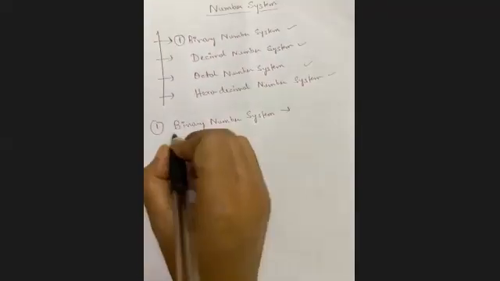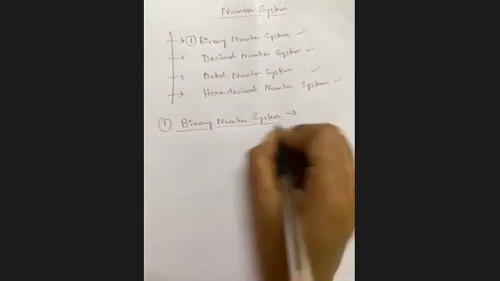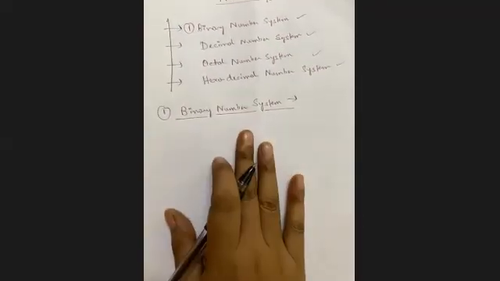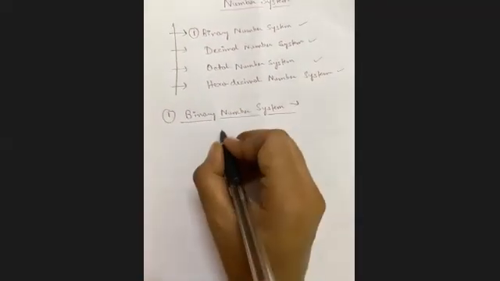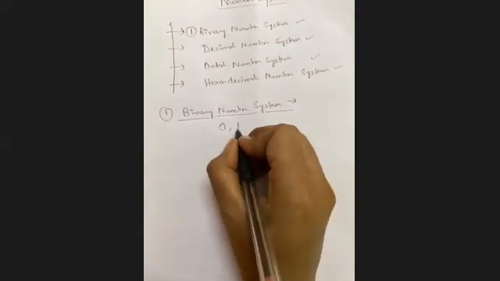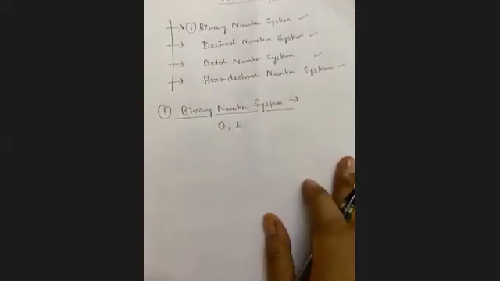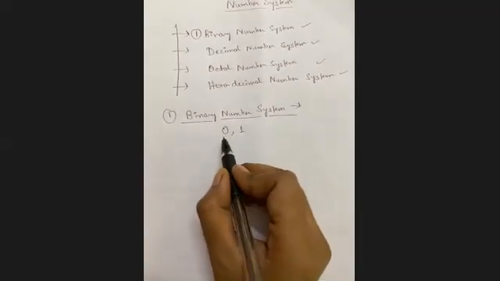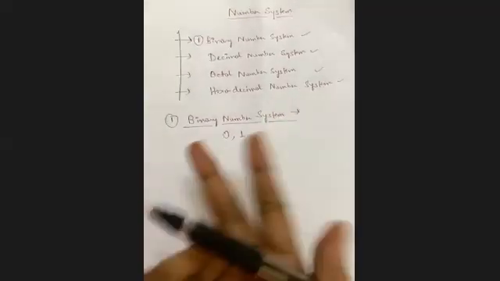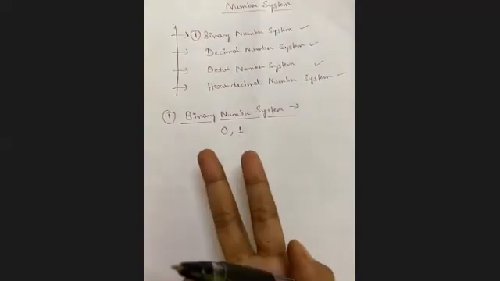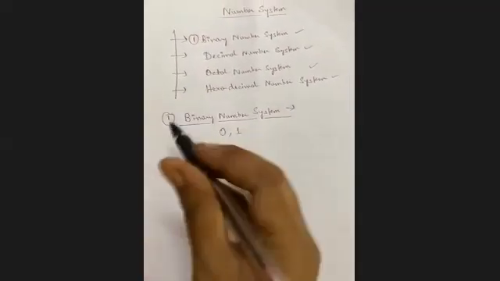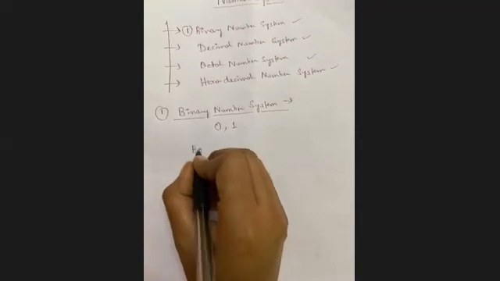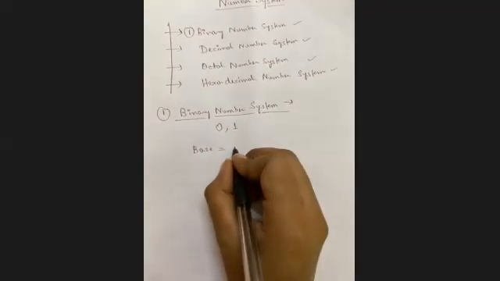So in case of binary number system, as I've already told you earlier, this number system consists of 2 base, that is 0 and 1. This number system consists of only two numbers, that is 0 and 1. As there are two numbers which denote this binary number system, the base of the number system is 2.